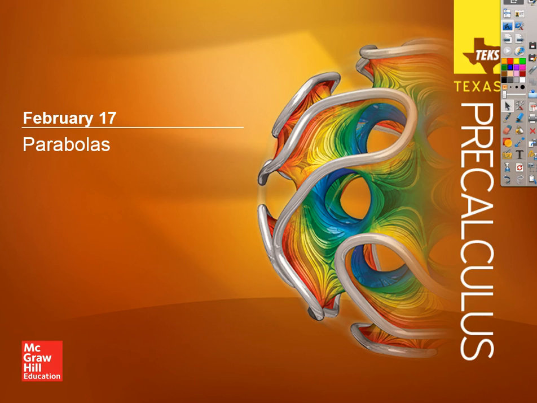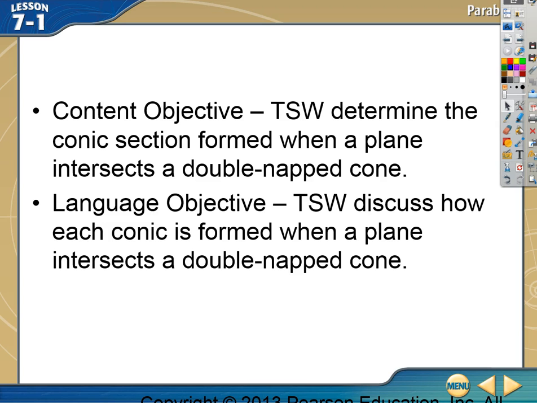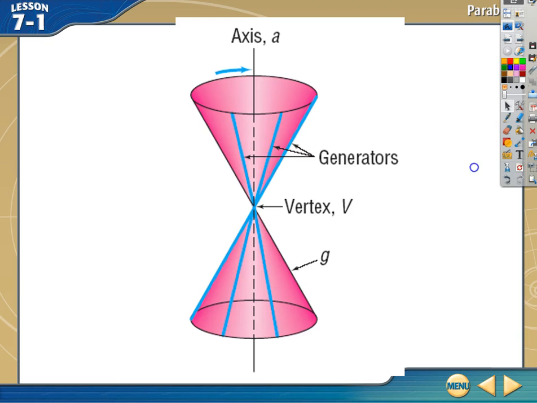So the first part that we're going to start off with is talking about generally what are conic sections, and then talk specifically about the conic section's parabola. We should be able to determine the conic section that's formed when a plane intersects a double-napped cone. What is that? Don't know. You're going to discuss it with me. So anyway, this is a double-napped cone. If you want to write that down someplace, that's not a bad idea.